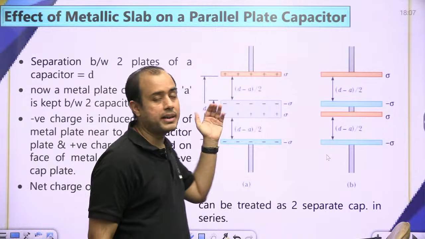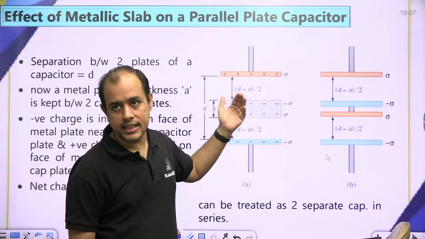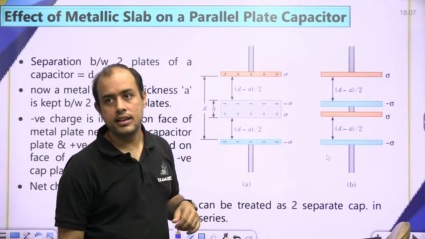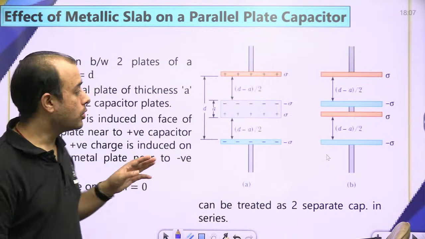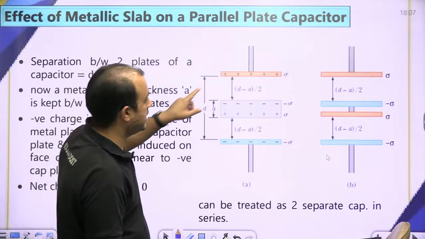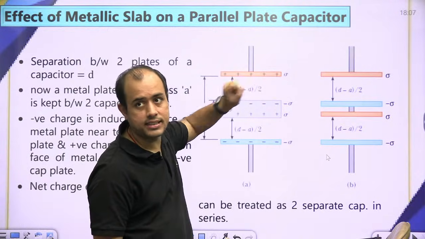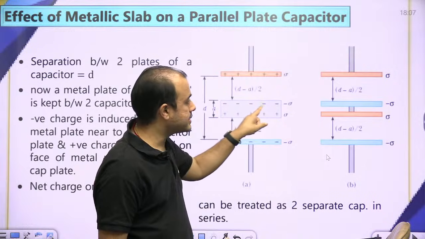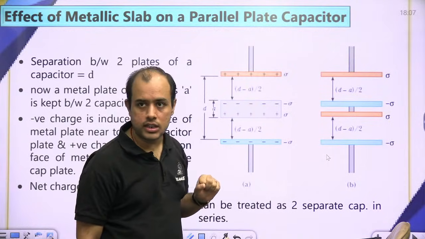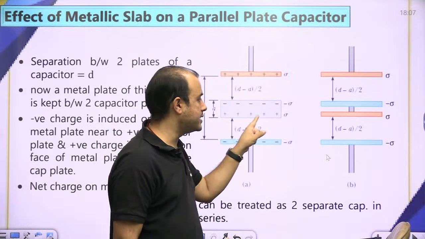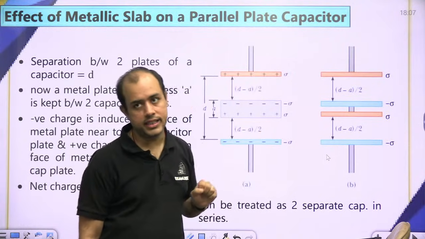Now inside a metallic slab, beta, there can be no electric field. Metallic slab के अंदर कोई electric field नहीं हो सकती. So when we place a metallic slab, if this plate is carrying a charge density plus sigma, minus sigma will be induced here. Now this slab was electrically neutral. To make the net charge 0, plus sigma is induced here.